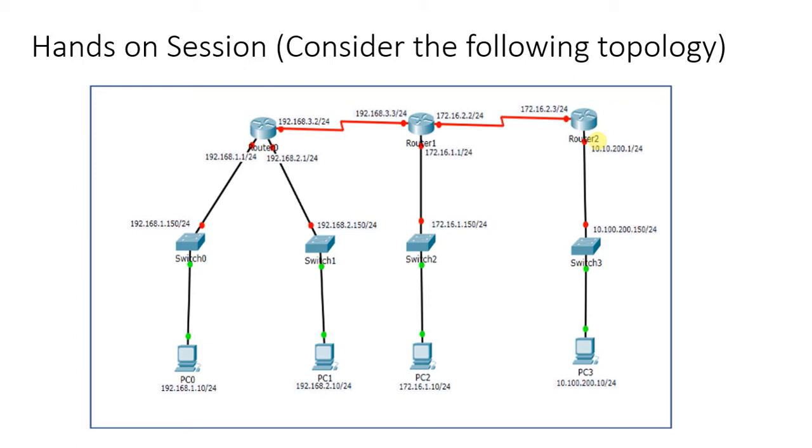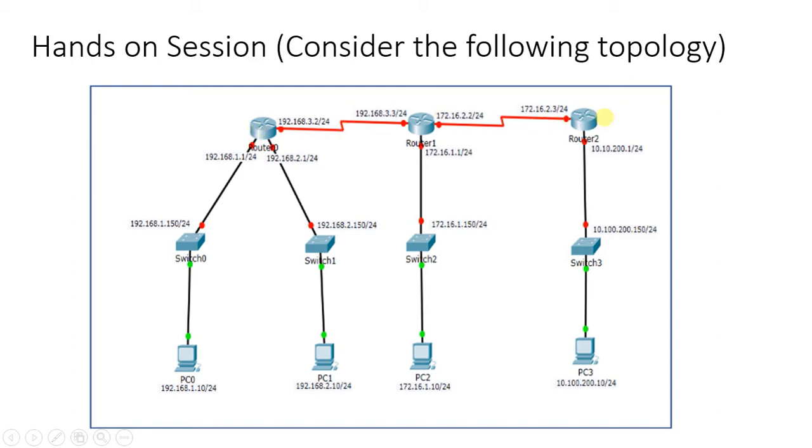Today we are going to discuss dynamic routing, and as we know, this is nothing but automatically finding out the best route to reach a particular network. So we will run this RIP version 2, Routing Information Protocol version 2 algorithm on each and every router. We will run it on router 0, router 1 and router 2.